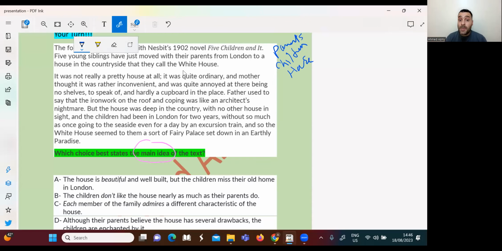Now, I want you to read sentence by sentence and tell me what you get. And I want you to pay attention to the adjectives, to tell me the tone. What is the tone or the feelings? Start reading. It was not really a pretty house at all. It was quite ordinary, and mother thought it was rather inconvenient, and was quite annoyed at there being no shelves to speak of, and hardly a cupboard in the place.